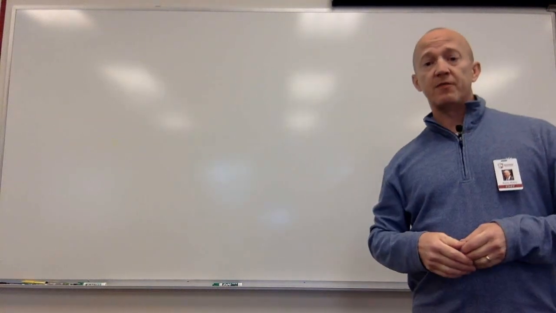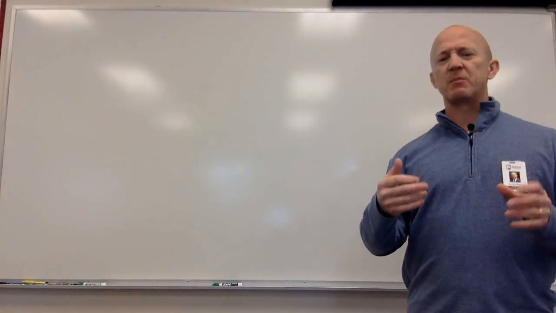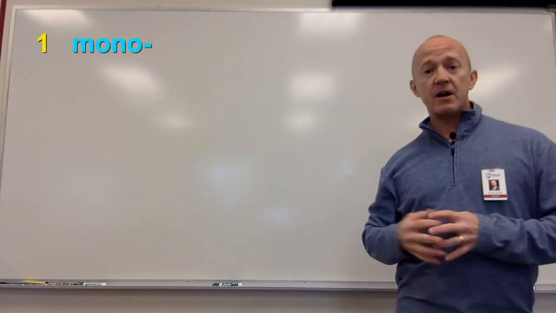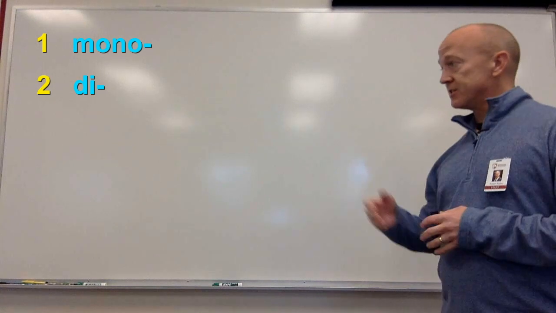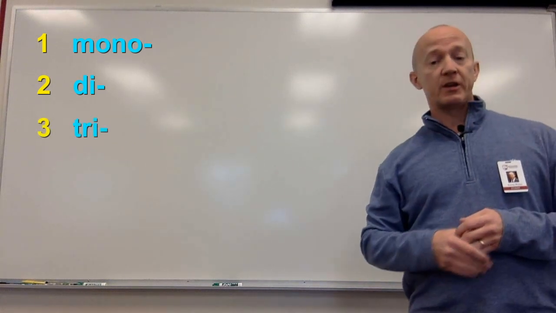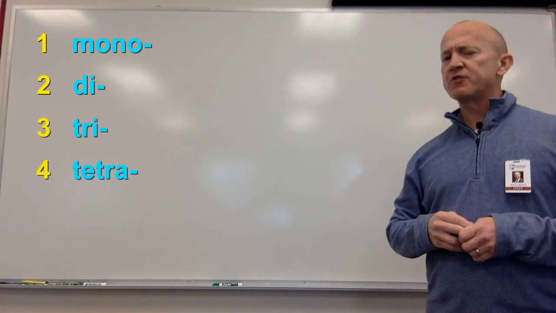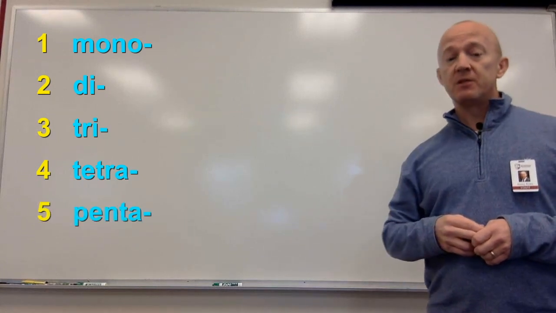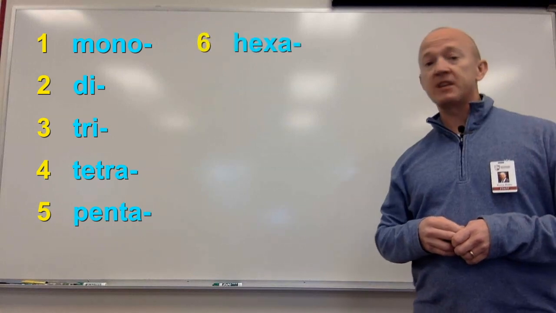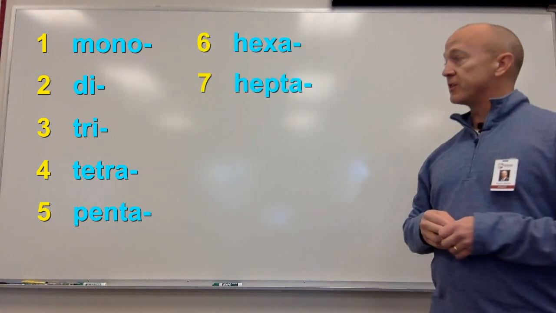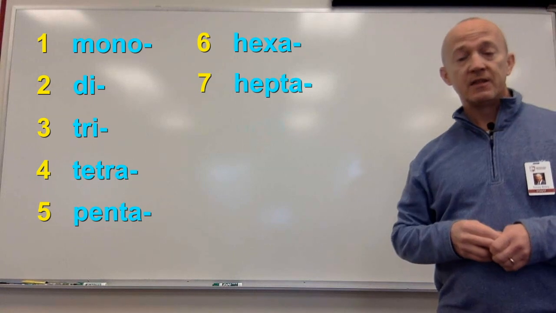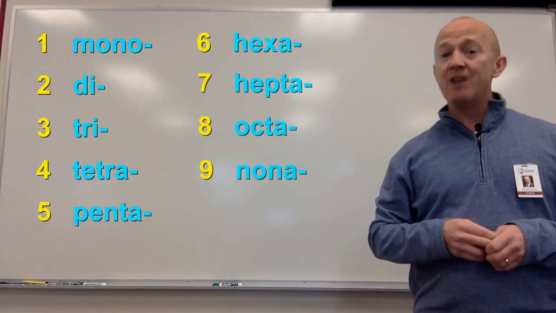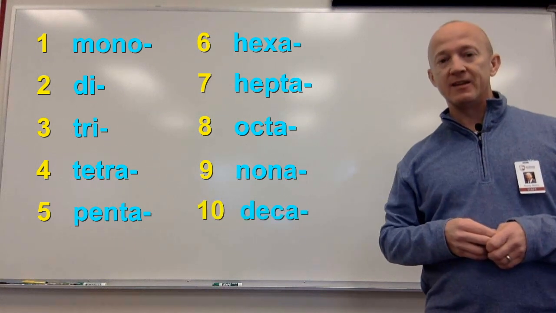So let's show you the prefixes 1 through 10 because those are going to be the prefixes we use most often. The prefix for 1 is mono. The prefix for 2 is di. The prefix for 3, tri. The prefix for 4 is tetra. The prefix for 5 is penta. The prefix for 6 is hexa. The prefix for 7, hepta. The prefix for 8, octa. The prefix for 9, nona. And the prefix for 10, deca.